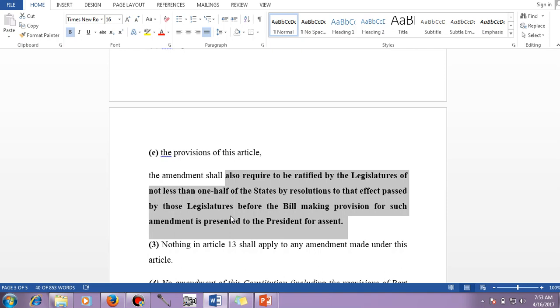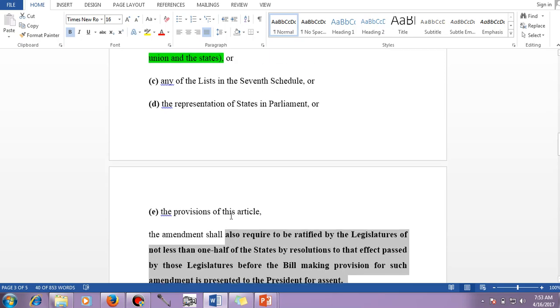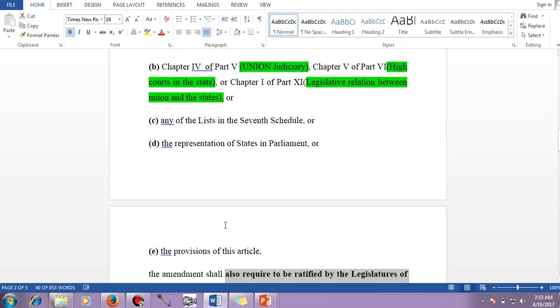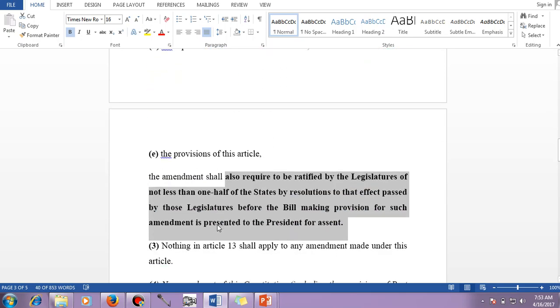After passing from both houses of the parliament, it should go to the state legislatures. And once more than 50% of the state legislatures pass the bill, give the ratification, then it goes to the president, and if the president gives his assent, then it becomes an act. Now what are those articles which require the ratification by the states?